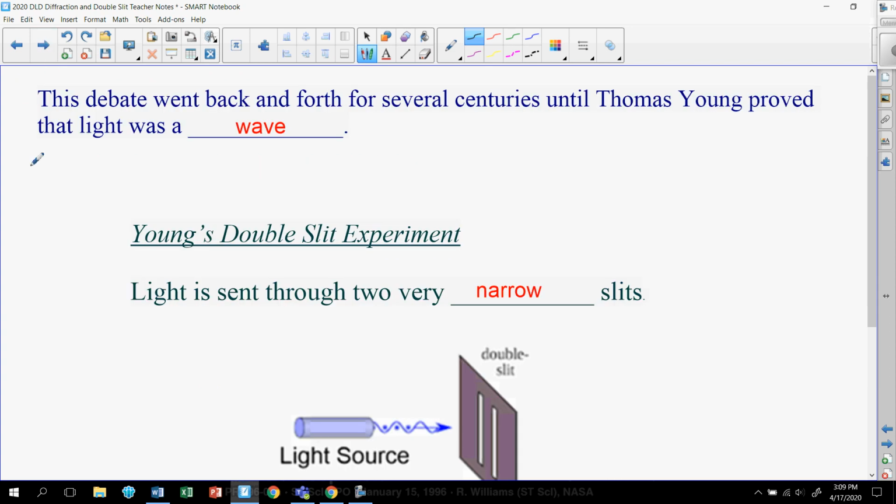All right, so this debate about whether light was a wave or a particle went back and forth for several centuries until a guy named Thomas Young proved that light was indeed a wave. The experiment he did was known as the double slit experiment. We're going to talk about this very briefly.